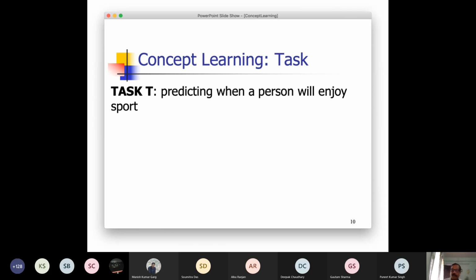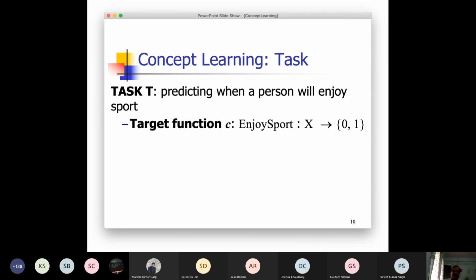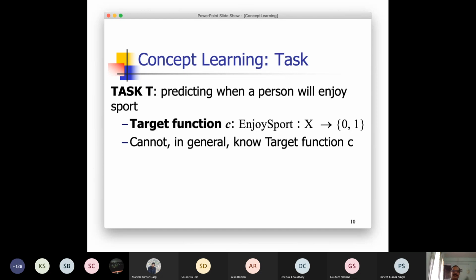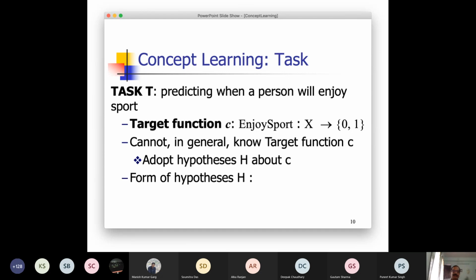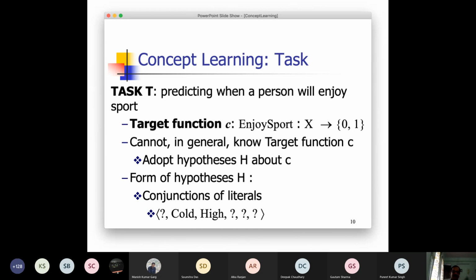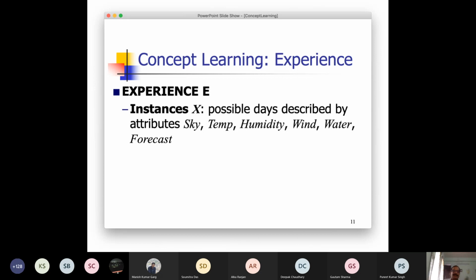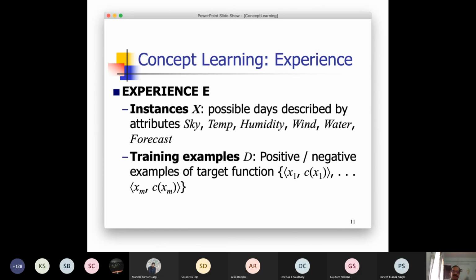So the task, I hope you have understood, is that if I give you a set of training examples with that kind of representation, with the attribute values, then you have to predict the corresponding target function, right? This I already mentioned. We have already discussed it, so there is no point repeating it further. Well, experiences are those training examples.